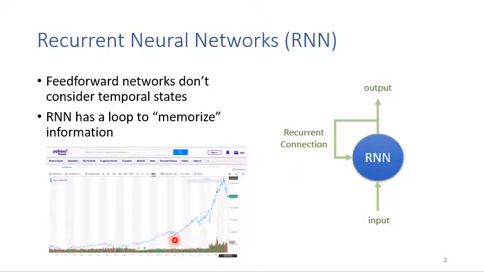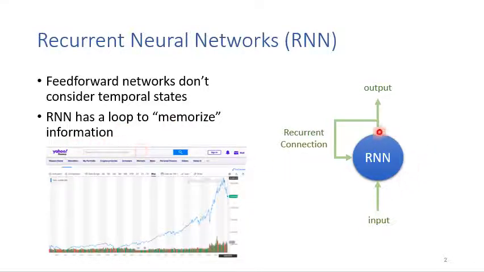Here's an example of time series data. This is the historical price of Nasdaq. So we need to use the previous price to predict next price. To solve this problem, RNN proposed to use a loop to memorize the previous information.